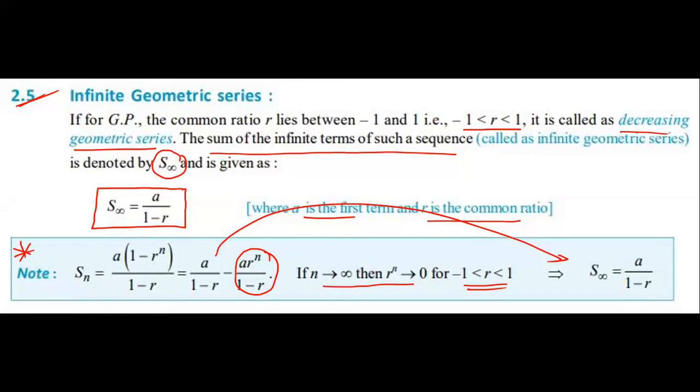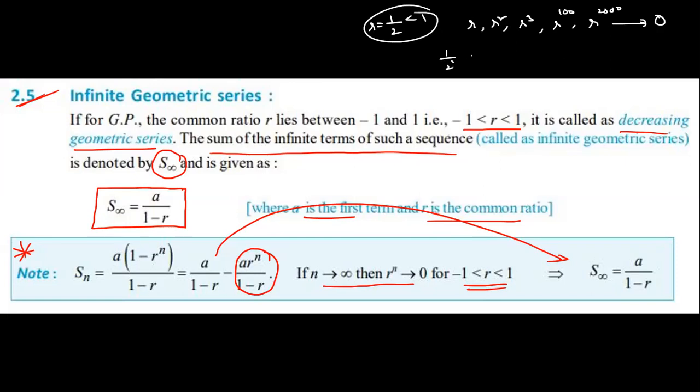See, 1 by 2 is less than 1, accepting R is equal to 1 by 2. So what is the value of R square, R cube, R power 100, R power 2000? What is this value tending to? 0. R power n means 1 by 2 power 1, 2 square, 2 power 10, 2 power 100, tending to 0, 0.0000 something. Not exactly equal to 0. It approaches 0, tending to 0. That is the meaning. Is it clear now?